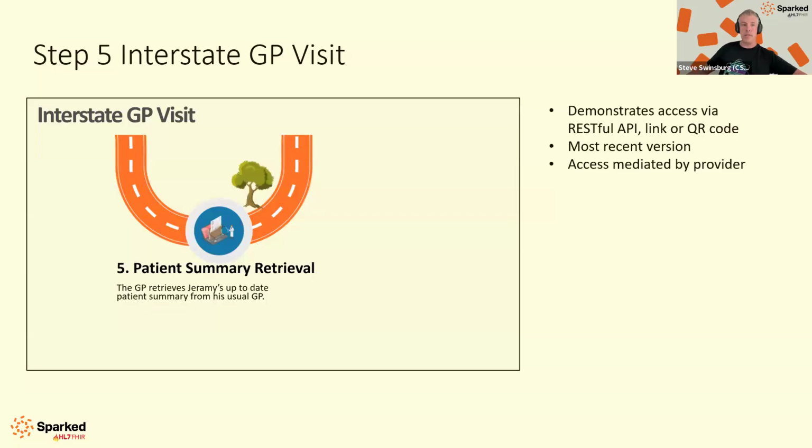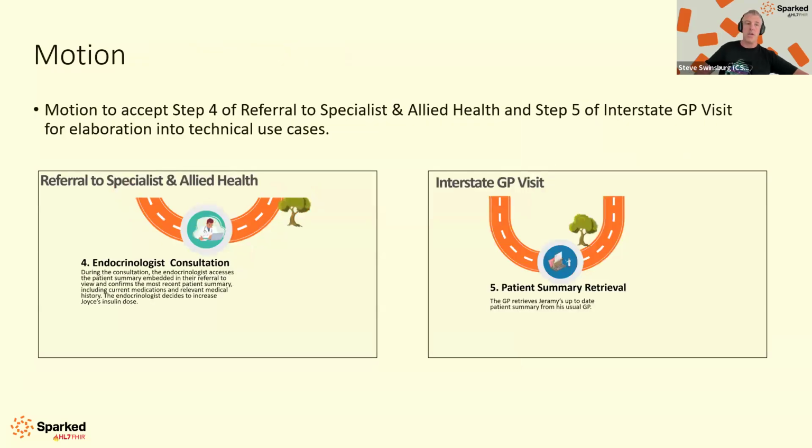Cool. All right, if there are no other questions, we'll move on to the next slide, please, Shelley. Okay, so based on those results, these are the top two that were indicated as preferences. I'd like to motion that we accept step 4 of the referral to specialist and allied health consumer journey, and step 5 of the interstate GP visit consumer journey for elaboration into our technical use cases, under the premise that the useful characteristics selected in the previous meeting will be applied across these two.